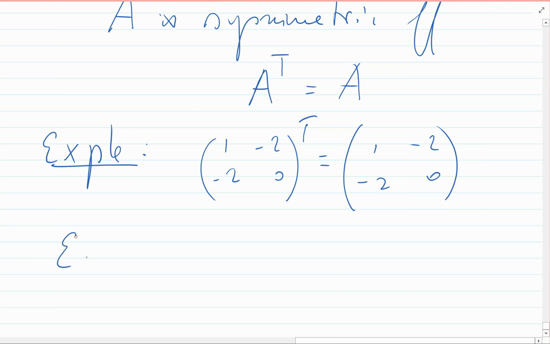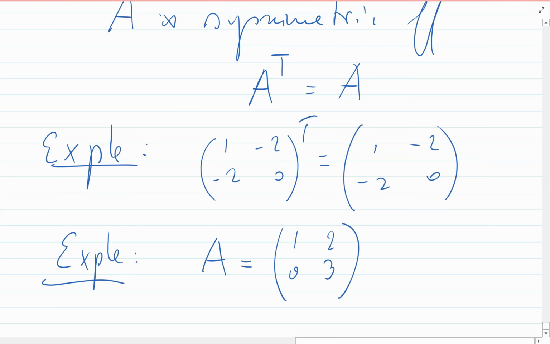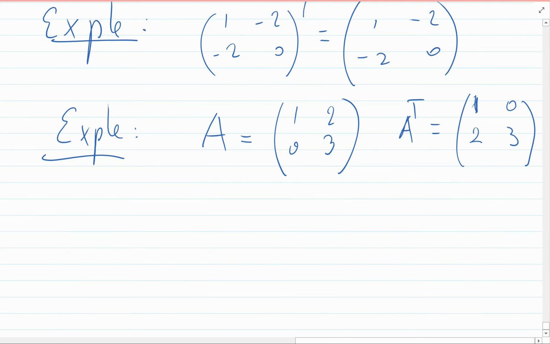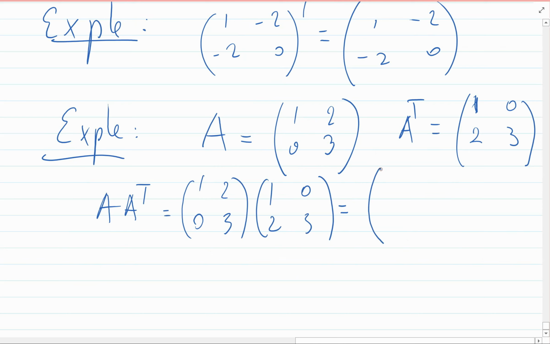So let me show you something interesting, how to generate some symmetric matrices. Let's take a non-symmetric matrix, for example, A equals 1, 0, 2, 3. We know that A transpose will be 1, 2, 0, 3. So what is A times A transpose? This gives me 1, 0, 2, 3 times 1, 2, 0, 3, and this gives me: 1 times 1 plus 2 times 2 is 5, 1 times 2 is 6, 0 times this, 6, 0 times this, 9. So it's interesting that the end result is symmetric.